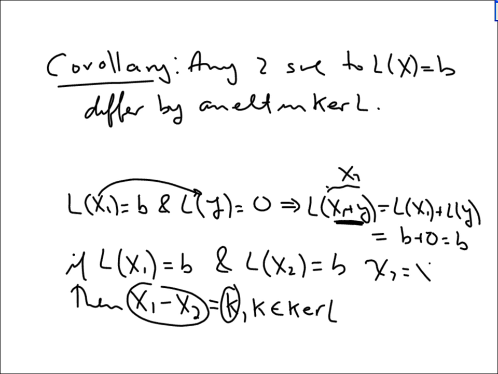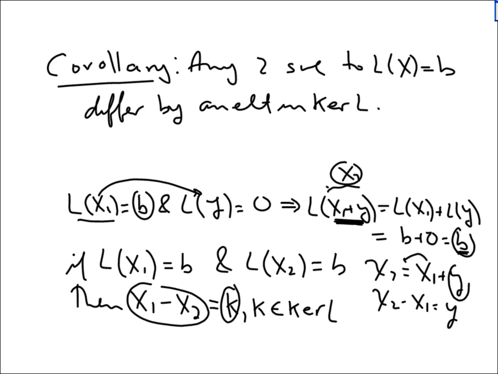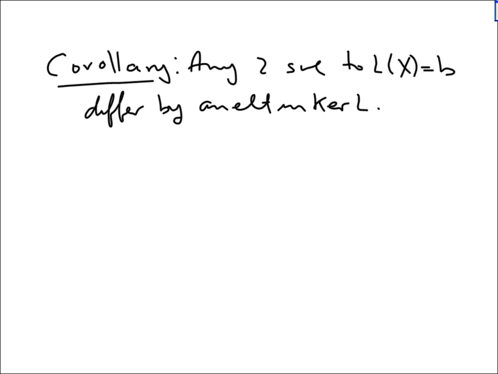x2 is equal to x1 plus y, where y is in the kernel. And if I bring this over, then the difference between these is equal to something in the kernel. They both gave us the vector b. L of x2 gives me the vector b, and L of x1 is b. So that doesn't mean that there are other cases where they won't differ by a constant. Doesn't mean that they have to differ by a constant by what I've shown so far.